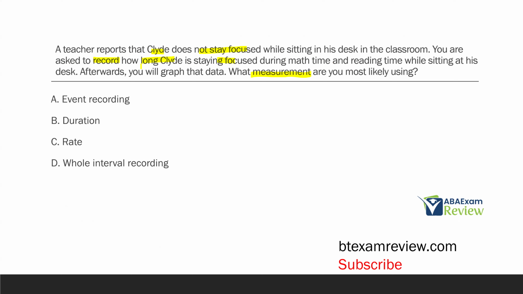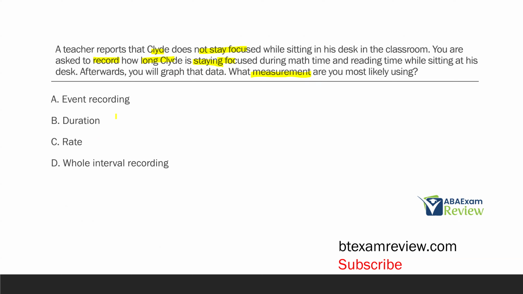Now, this idea of recording how long is very important because typically our measurements can record two different things. They can record an amount, such as a frequency count or a rate, or we can record time, things like duration and interresponse time. Now, in this case, we want to know how long Clyde is staying focused. So we're looking at an amount of time. So that's going to help us answer this question. So what measurement do we most likely think we're using?